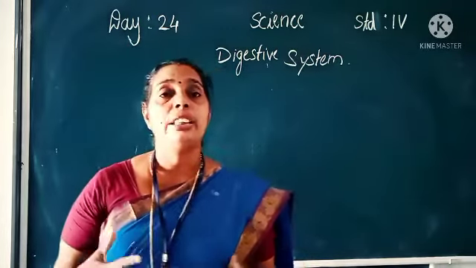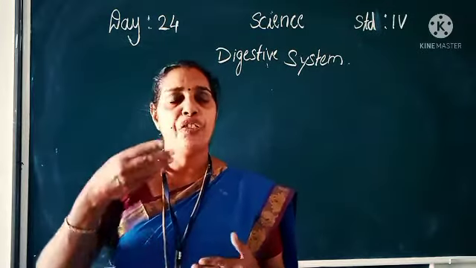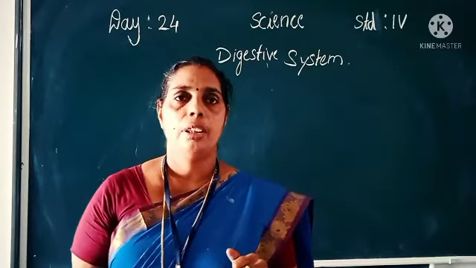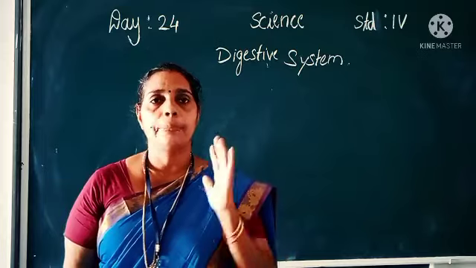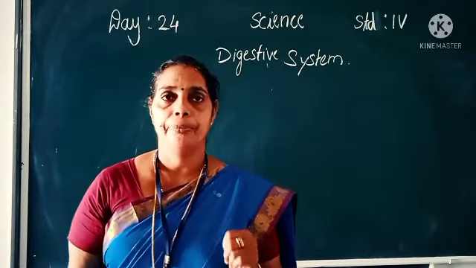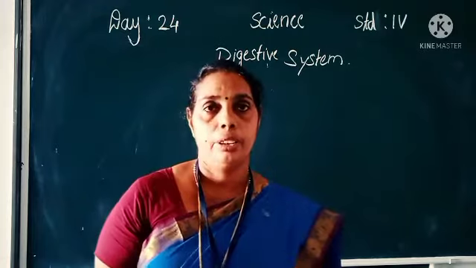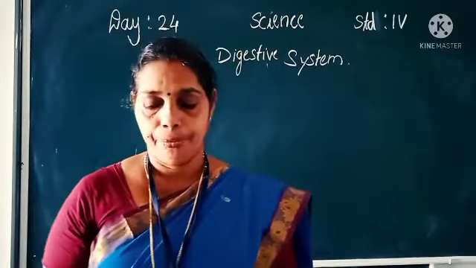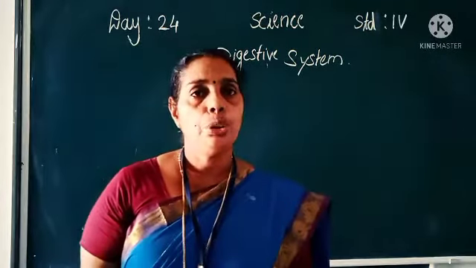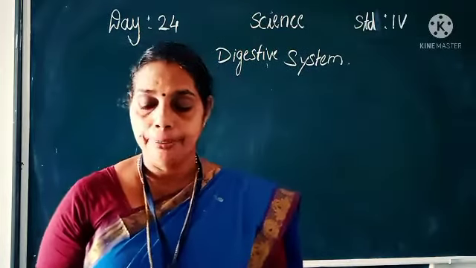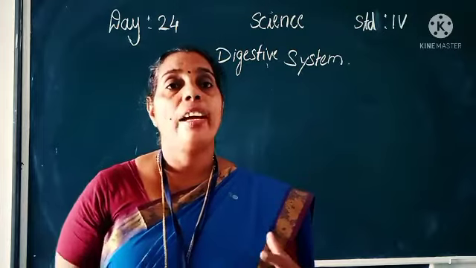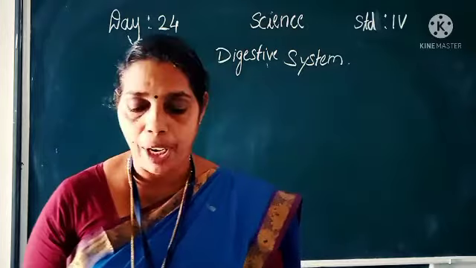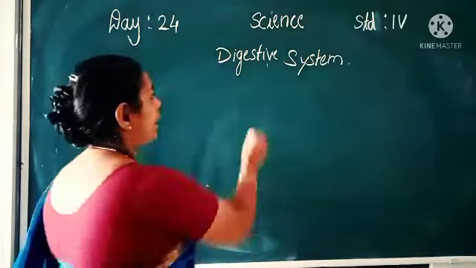The process of digestion takes place through different steps. There are six steps. Let us learn the six steps thoroughly, clearly. First step: when you eat food and chew it with our teeth, the mouth adds one juice to the food. That juice is called saliva.